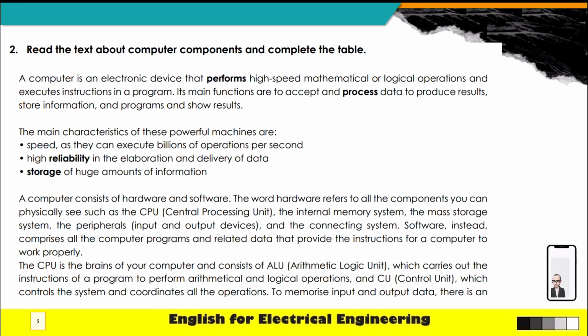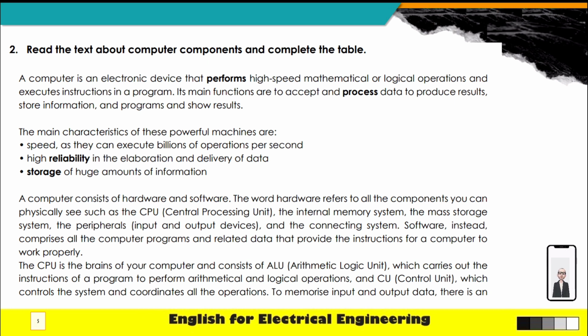We're going to read about computer components, and then there will be a table which we will have to complete. So let's just get through it quickly. A computer is an electronic device that performs high-speed mathematical and logical operations and executes instructions in a program. Its main functions are to accept and process data, to produce results, store information and programs, and show results.